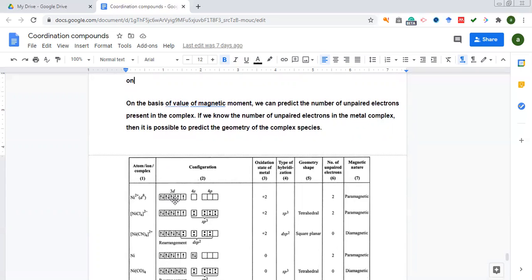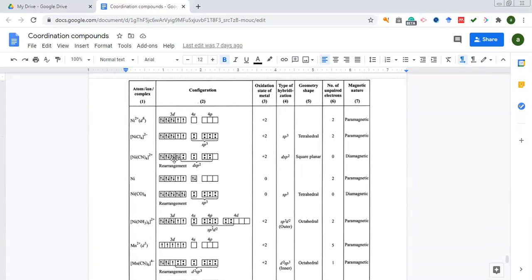Next, let's see some examples. Here, see nickel. What is the atomic number of nickel? 28. And what is the outermost electronic configuration of nickel? 3d8 4s2, 4p0. Before that, we have argon. Argon's atomic number is 18. 18 plus 2 is 20, 20 plus 8 is 28.